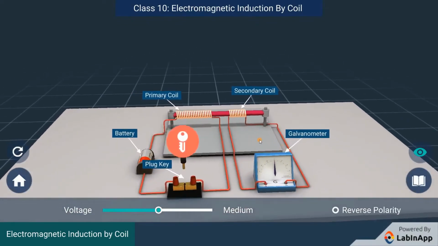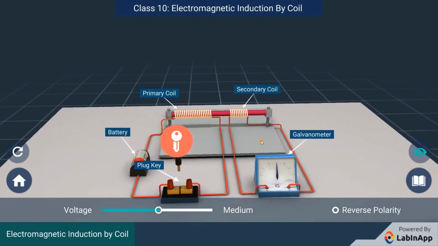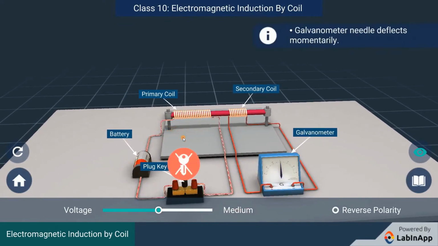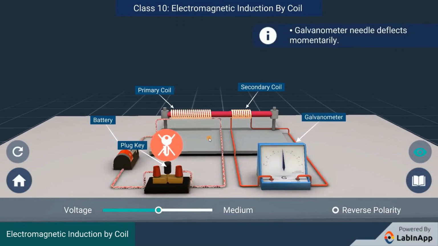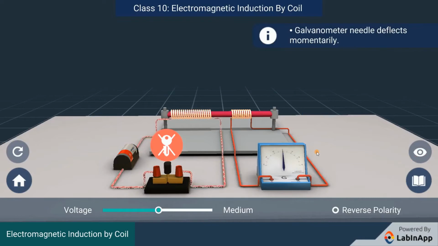Insert the plug key and observe the galvanometer for deflection. There is a momentary current in the secondary coil. We can see that the galvanometer deflects momentarily. The galvanometer needle jumps to one side and quickly returns to zero. Disconnect the plug key and observe. We can see that the needle of the galvanometer deflected again momentarily, but to the opposite side. As we change the supply voltage, there is a momentary deflection in the second coil.